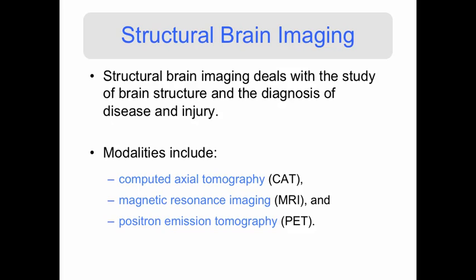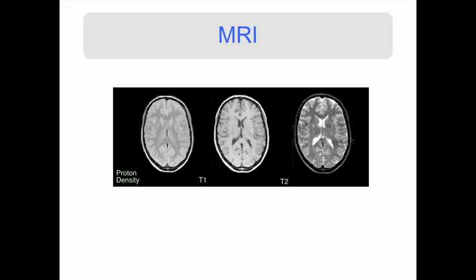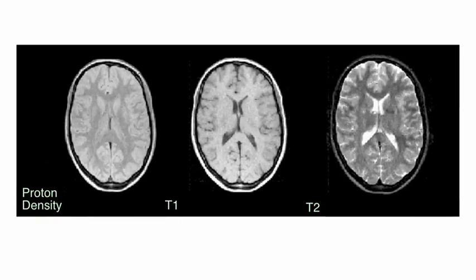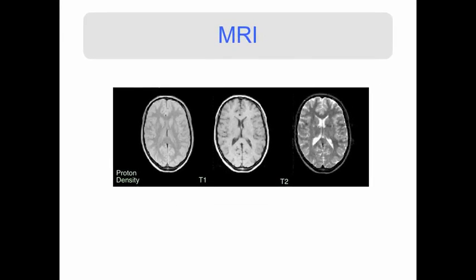Here, modalities include computed axial tomography or CAT scans, magnetic resonance imaging or MRI, and positron emission tomography or PET. Here's examples of a series of MRI scans taken over the same slice of the brain. Now, the interesting thing about this is even though MRI is a single modality for imaging the brain, we can tune it in different ways to highlight different tissue properties. And this is something we'll talk about later on.